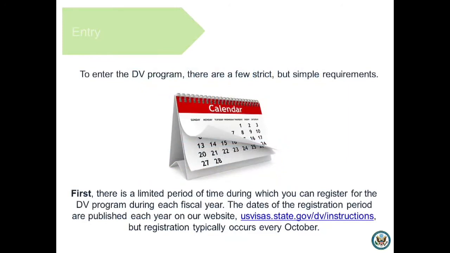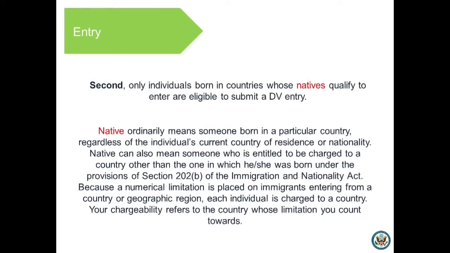To enter the DV program, there are a few strict but simple requirements. First, there is a limited period of time during which you can register for the DV program during each fiscal year. The dates of the registration period are published each year on our website, usvisas.state.gov/dv/instructions, but registration typically occurs every October. Second, only individuals born in countries whose natives qualify to enter are eligible to submit a DV entry.